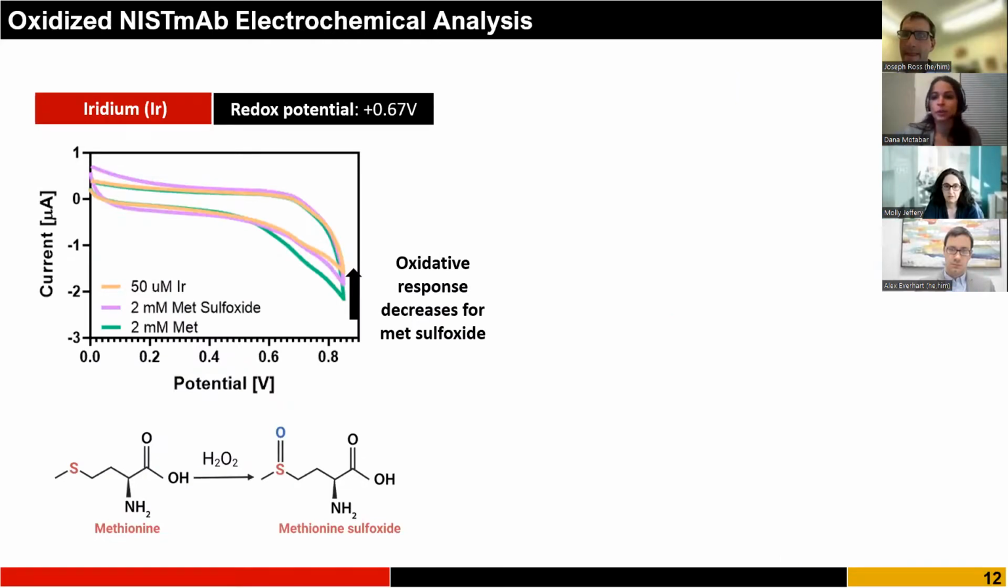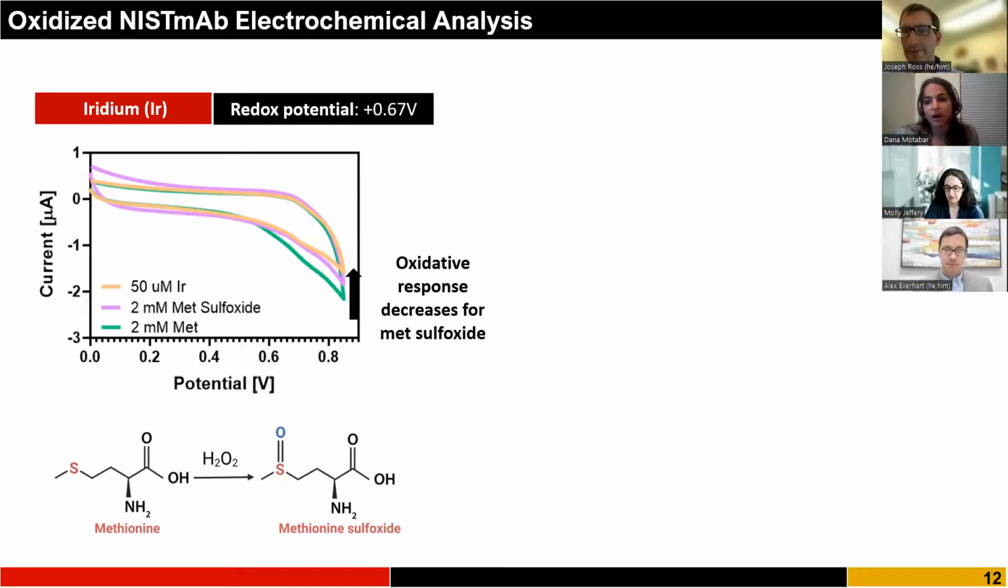So just quickly, we wanted to establish that our method works with the amino acid target methionine. Here, we're using a different redox mediator. It's called iridium, or IR. And so we tested it with methionine, and as shown in the plot on the left, we see there's really an amplification in the response for methionine as compared to the control, which is shown in the orange line.